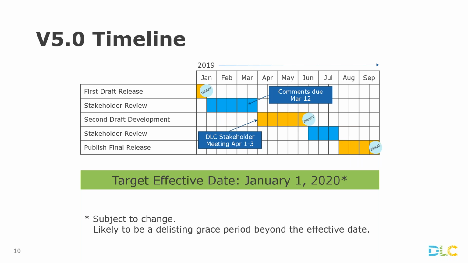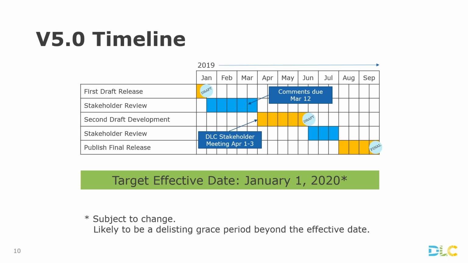And then following this, there is a third date, which is a delisting date. We typically allow a grace period for products that do not meet the requirements to remain on the list for a period of time so that manufacturers can update the products or listings to meet the new requirements before anything is delisted. So we want to make sure that this sequence of dates and the process is understood, and also make a point here that this target effective date is subject to change.